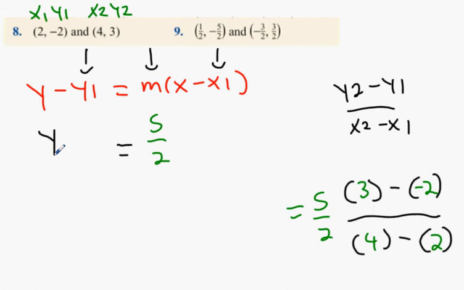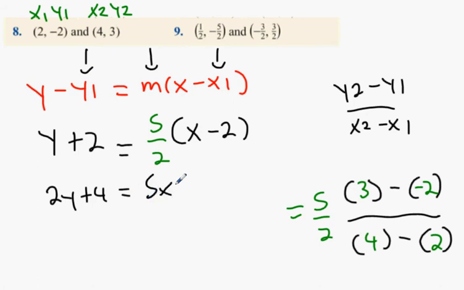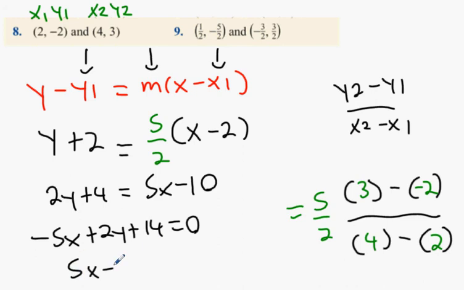So what's that? y minus minus 2, plus 2. And then the other one, x minus 2. Then what happens then? 2 times y plus 2, 4 equals 5x minus 10. Bring it all over one side. Minus 5x plus 2y plus 14 equals 0. Then I get 5x minus 2y minus 14 equals 0. Everybody okay with that?